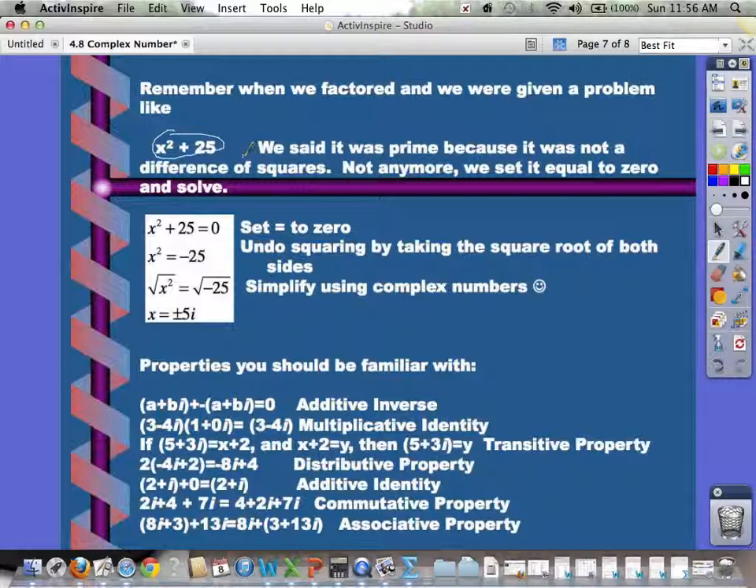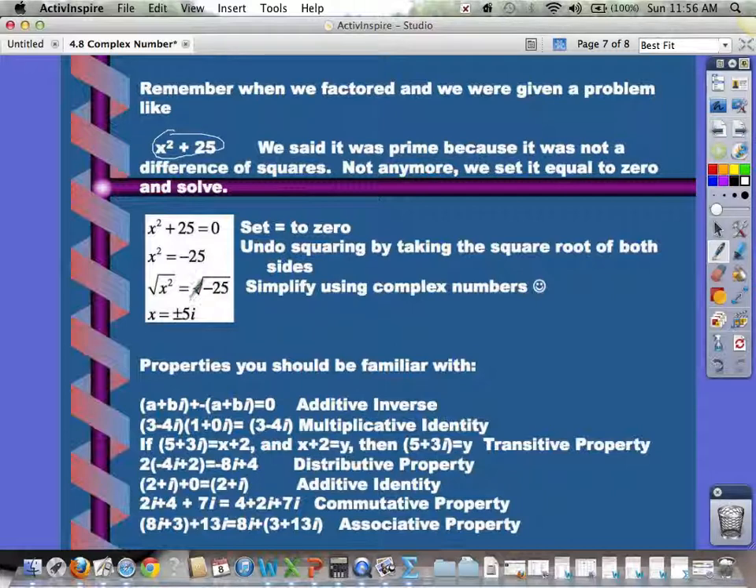Everything now is factorable or solvable one way or the other, and we are going to learn other ways. But right now, we can solve these. You just set that equal to 0, which means you move the 25 over. So now you have x squared equals negative 25. Well, to undo squares, you take the square root of both sides. So the square root of x squared leaves just x, because the understood 2 and the square root symbol undo each other.